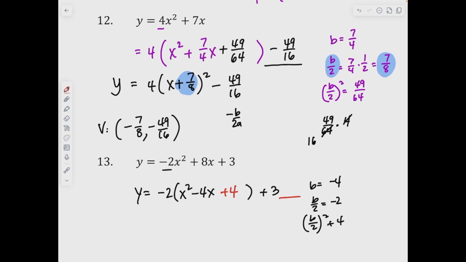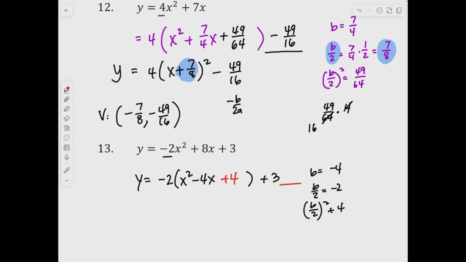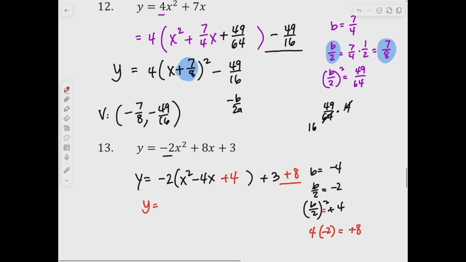But again, when you put it back in, you didn't actually add 4. There's the -2 that you factored out. So I have to take the 4 and multiply it by the -2 to make -8. I'm sorry, 4 times -2 is -8, so in order to undo that, I have to add 8. So that keeps it balanced. Okay, so now I have y equals -2 times the quantity x minus 2 squared plus 11.